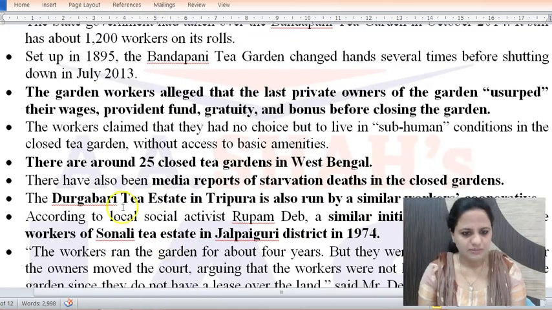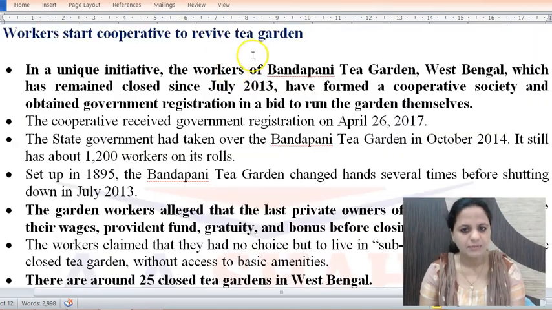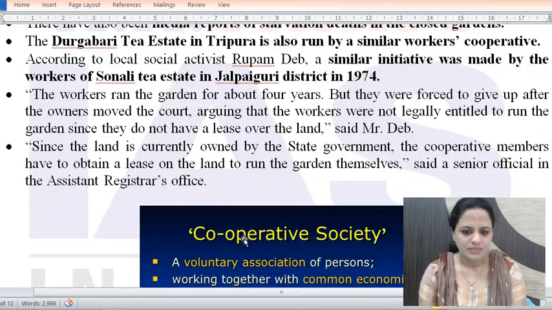There is also another such tea estate run in cooperative format, in Tripura. This is the Durgabari Tea Estate in Tripura. It also has a similar workers cooperative which is running it. The present Bandapani Tea Garden was inspired by this Tripura cooperative. So this is the news.